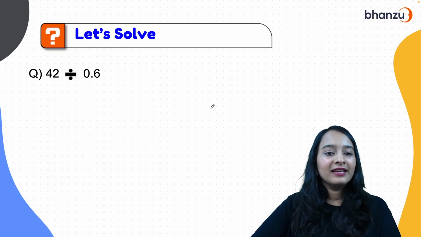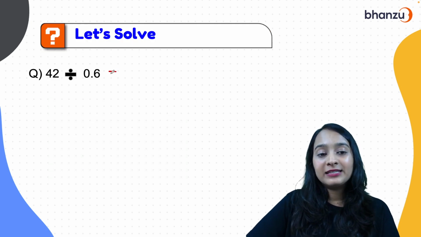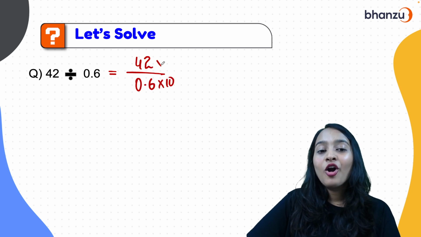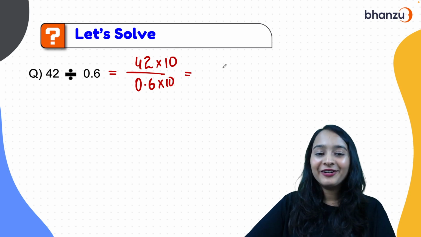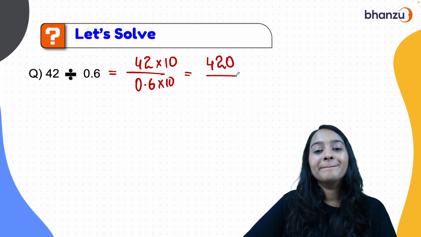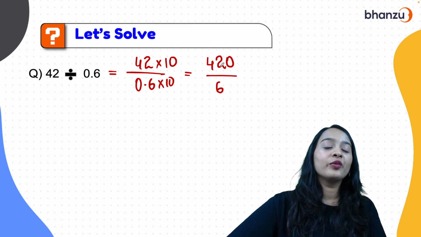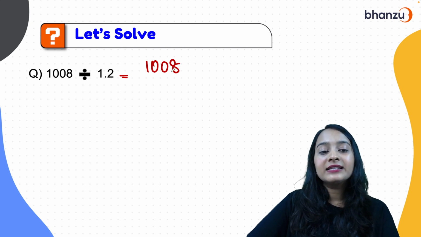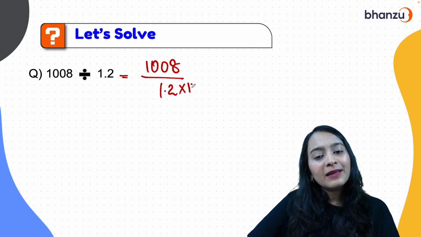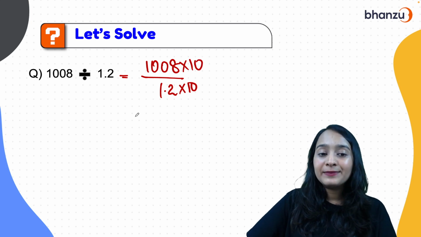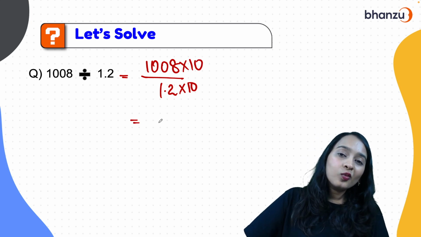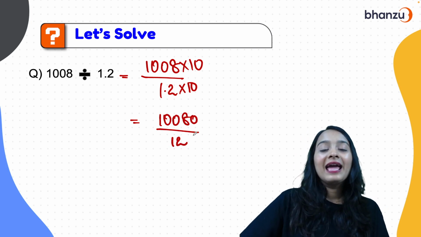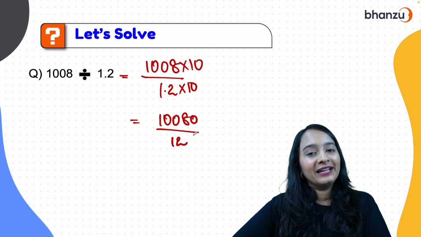Now, 42 divided by 0.6. What do we do? We multiply by 10 on numerator and denominator. So, here you have 420 by 6. Again, we're going to go with the normal division. Now, 1008 divided by 1.2. Same story. Whenever you have a decimal in the denominator, just convert that into a whole number by multiplying it with powers of 10 and then proceed with the normal division.